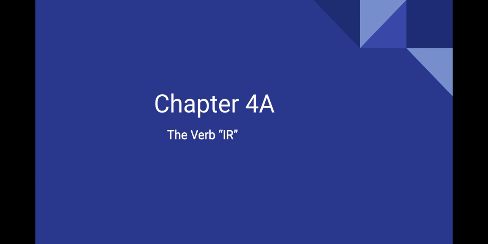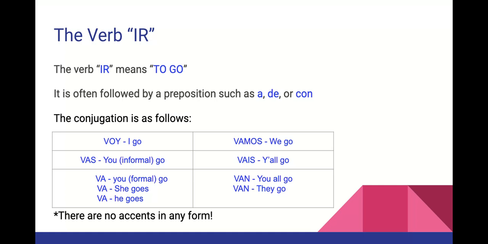So we're going to start with the verb ir. It is pronounced "ear" like the ear on your head, but it is spelled I-R. So the verb ir means to go in Spanish. When we write it, it's often followed by a preposition such as a, de, or con. Because whenever you go somewhere, you either go to somewhere, which is a, you go from somewhere, which is de, or you go with someone, which would be con.